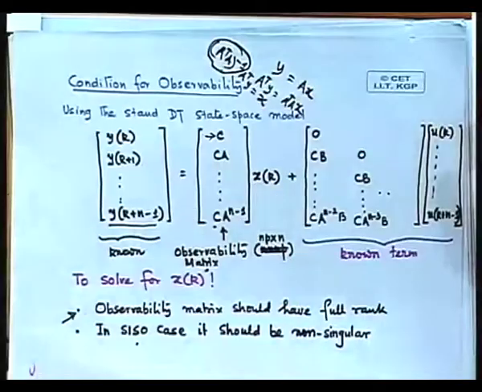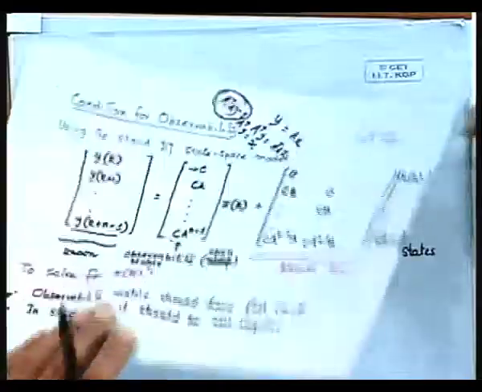So, if it is observable, it simply means that these equations can be uniquely solved for x, alright. But that is not the way we want to do it, we want to do it in a different way, we will see that.